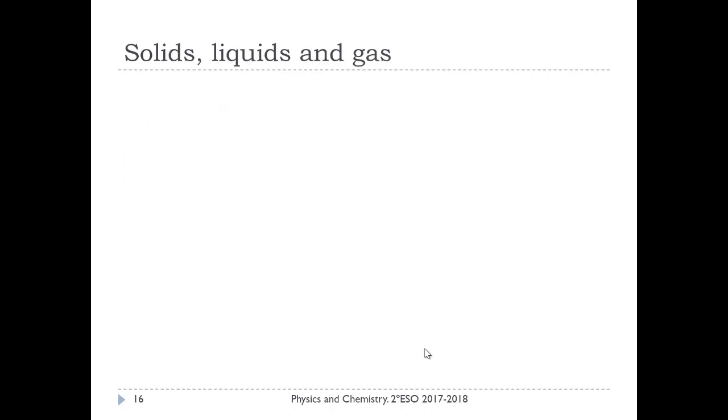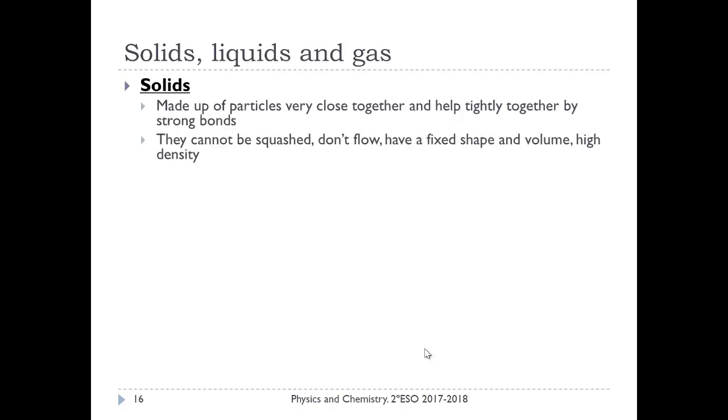We can distinguish 3 states of matter, which are solid, liquids, and gas. Solids are made up of particles which are very, very close together, and they create strong bonds. That's why they're usually very hard to break, and they cannot be squashed and don't flow. They have a fixed shape and a fixed volume. That means that the shape is not going to change unless it's broken, and the volume is going to stay the same, and they have a high density.